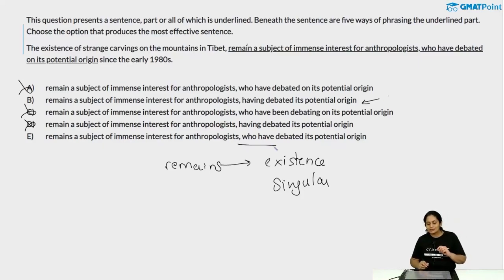Essentially, again, this is not something that is occurring in a continuous tense. It is not something that should be in past continuous form also. So, the tense is also incorrect. Firstly, we need the presence of the pronoun who to indicate that we are referring to the anthropologists. Secondly, we have to say that this is in present perfect tense. So, you should have debated, not having debated. So, because of both of these reasons, E is the correct form of the sentence, B is incorrect. So, the correct option to choose is option E.